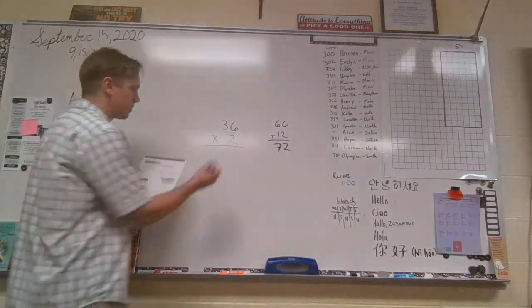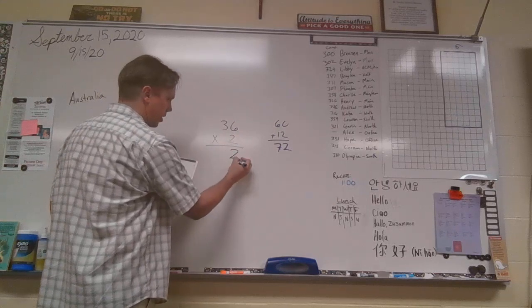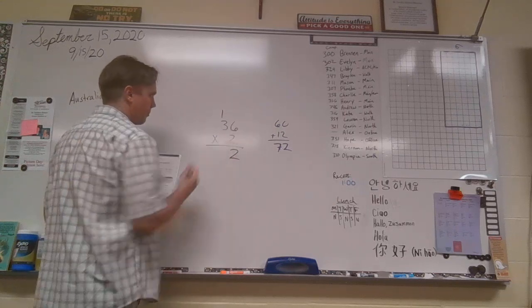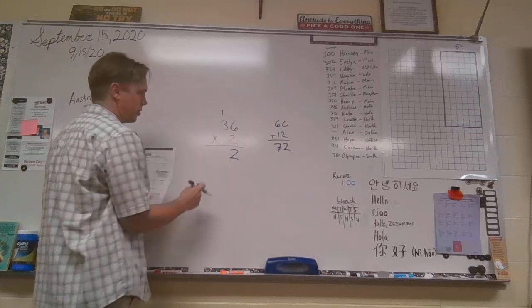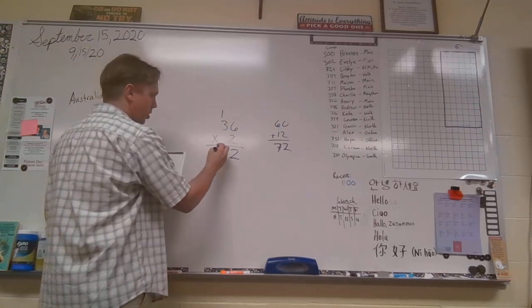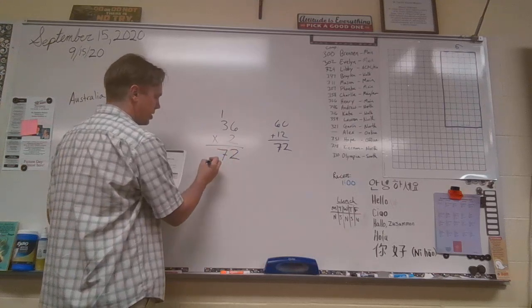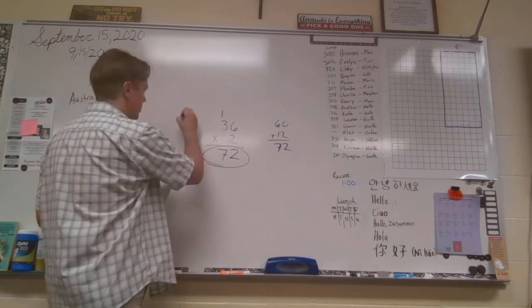So, first of all, 6 times 2 is 12. Put the 2 down here. We carry the 1 up here. 3 times 2 is 6. And then we're going to add in this regrouped number, which is 6 plus 1 is 7. So 72 is your answer. This is for number 1.